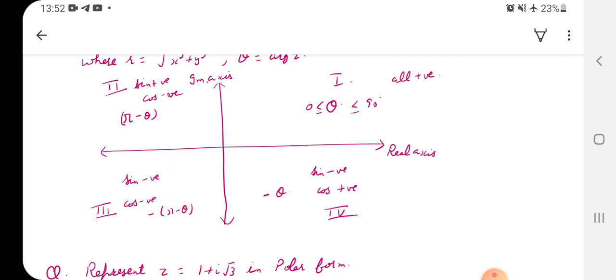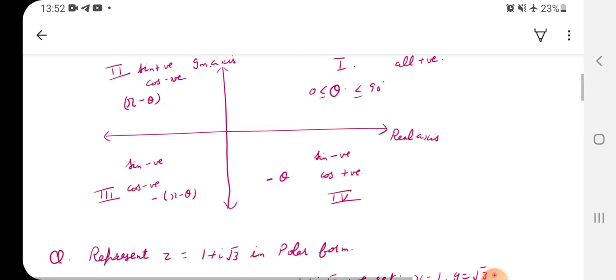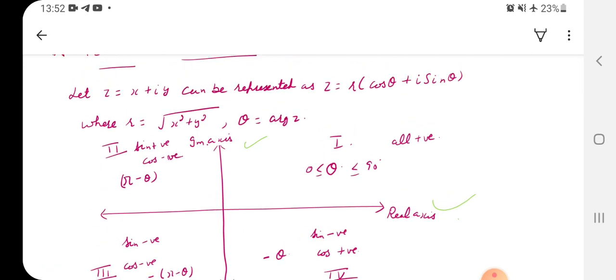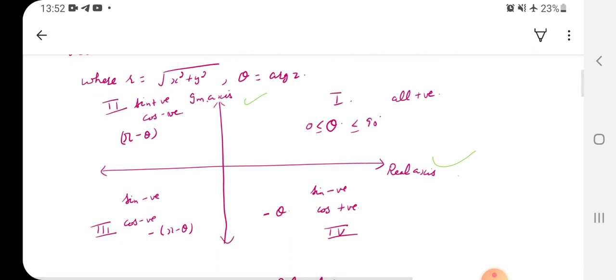If theta is from 0 to 90, that means our complex number is lying in the first quadrant. Now you can see in the first quadrant we are having positive real axis and positive imaginary axis. That means the number will be of the form x positive and y positive. If x is positive and y is positive, we will directly take our theta, because it will be from 0 to 90.